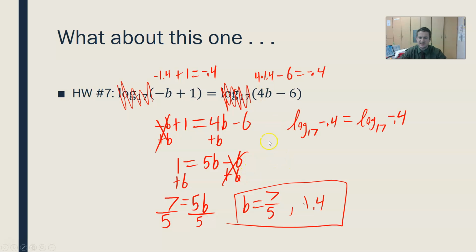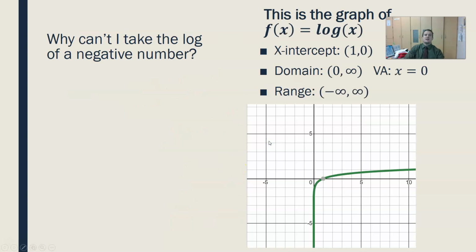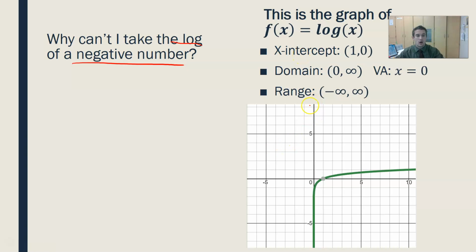So I'm going to come back to this slide in a minute. Let me go over to this slide real quick. Why can't I take the log of a negative number? If you reflect back to when we were talking about the graphs of logarithmic functions, this was the graph of my log function. If I have log of x, I crossed the x-axis here at 1. I had a vertical asymptote at 0, which meant my domain was from 0 to infinity.